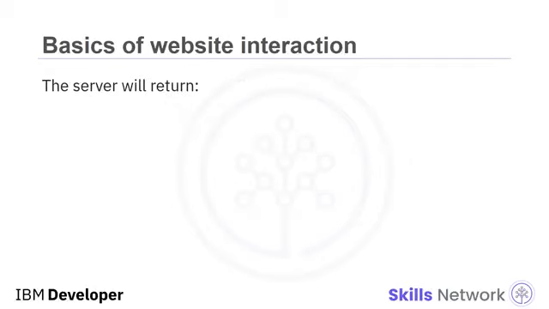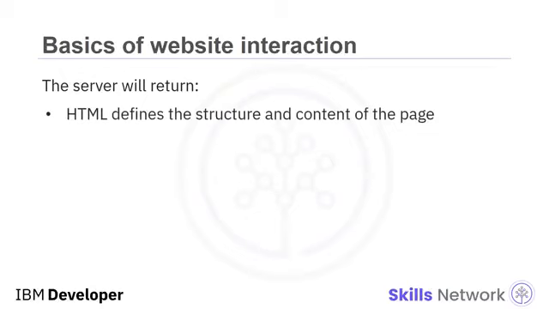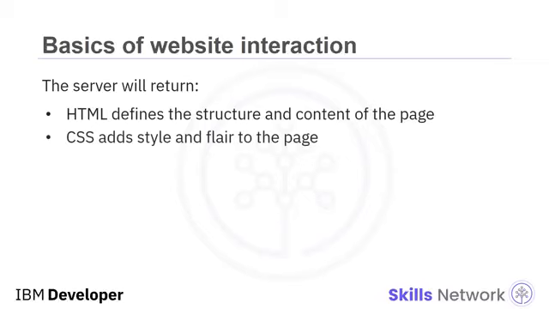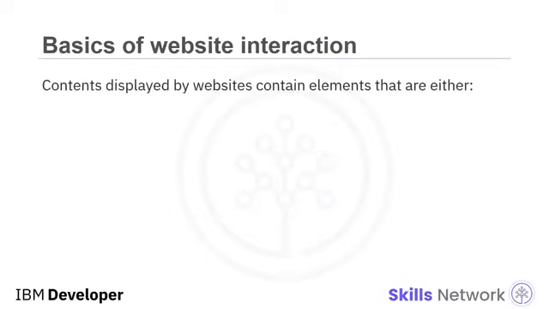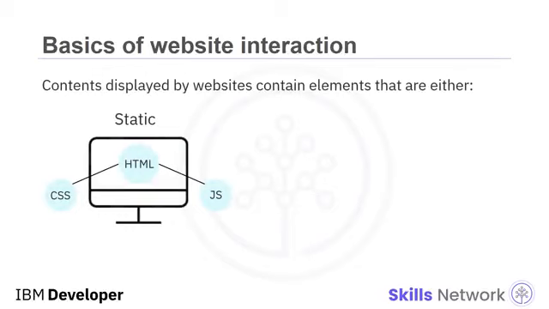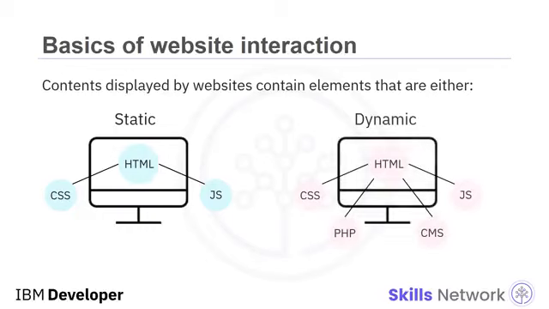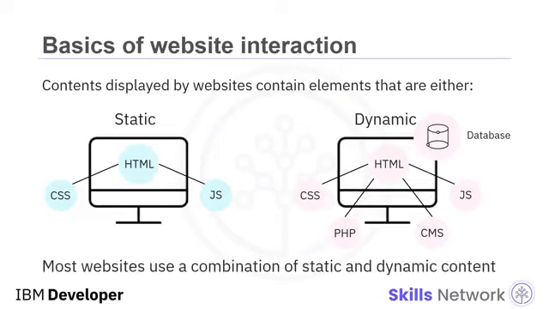For most websites, the server will return HTML, which defines the structure of the page but doesn't look very attractive, CSS, which adds style and flair to the page, and JavaScript, which adds interactivity and dynamic content. Content displayed by websites can contain elements that are either previously stored on the server, called static, or generated each time they are requested by the client, called dynamic. Dynamic elements can involve information coming from other systems and applications, such as databases. Most websites contain static and dynamic elements to provide the best user experience.